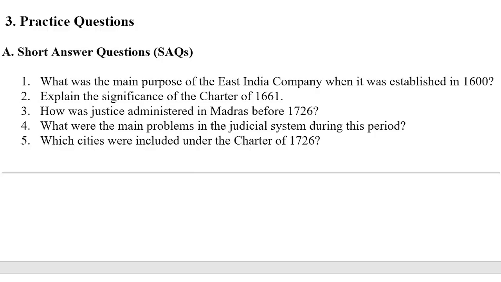What were the main problems in the judicial system during this period? So we already covered this in the previous question. The answer is that there was arbitrariness in the way justice was delivered.